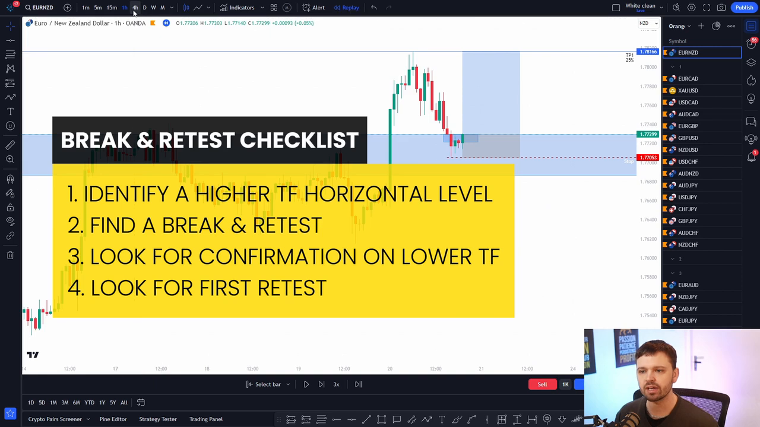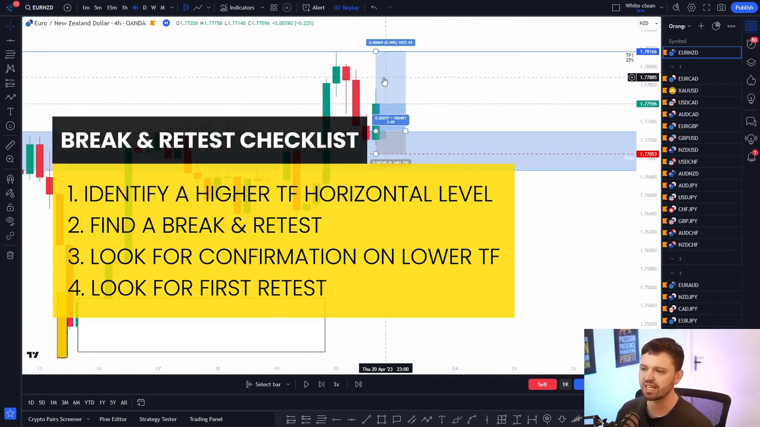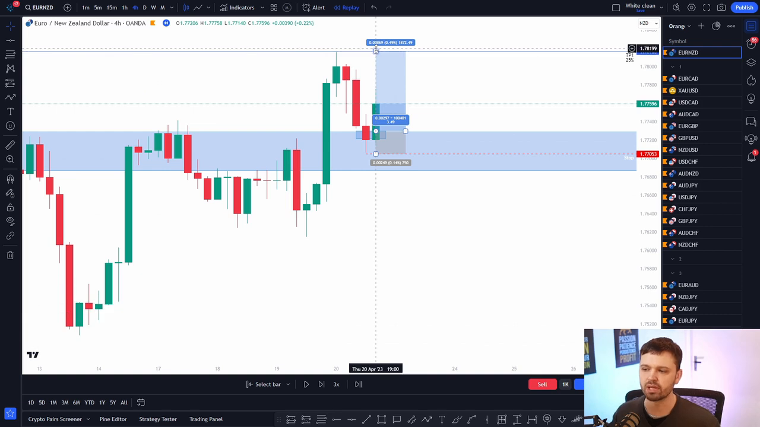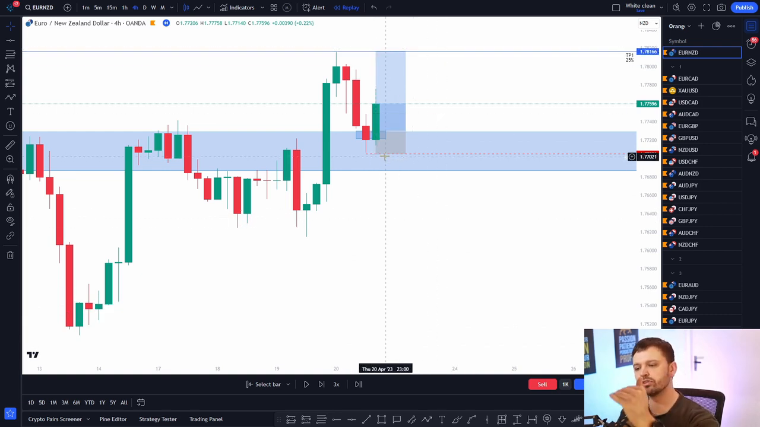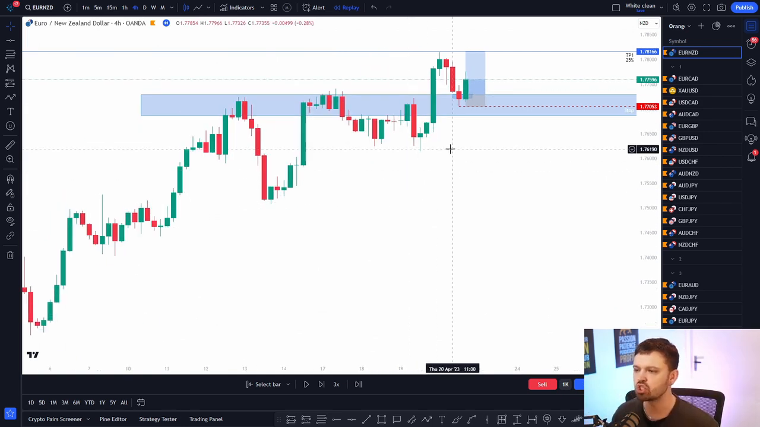So you look for a higher time frame level. When you have the break and retest on the higher time frame level, you go into the lower time frames and you look for confirmation on the lower time frames. And in this case, you want to be using the first trouble area as your TP, and you want to be looking at your stop loss to be placed below the low that created the confirmation structure, basically.